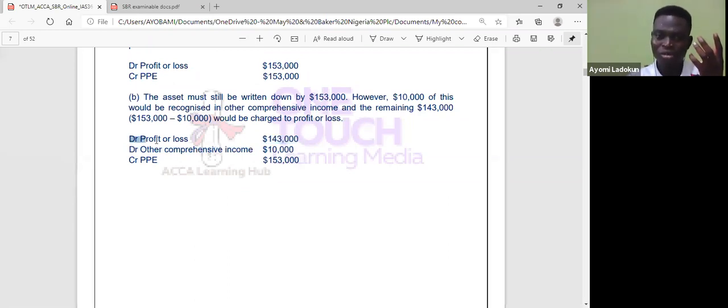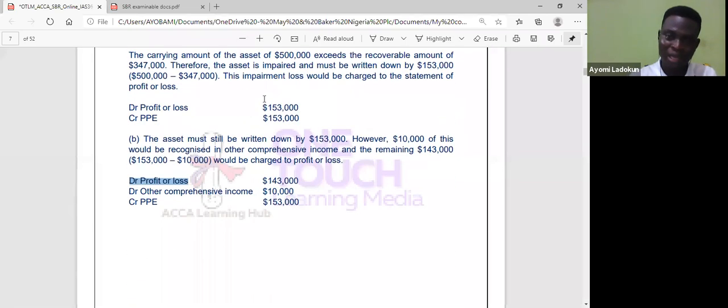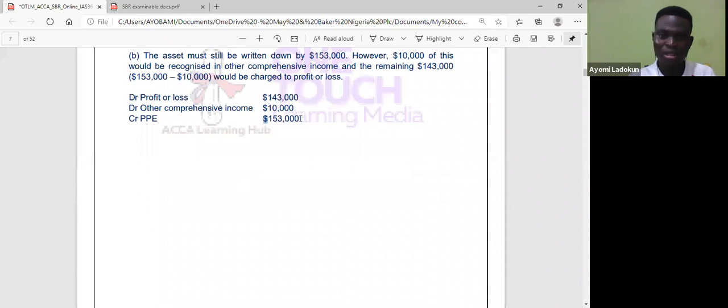Do you get the point? It is the 143 that you debit to your P or L, unlike the 153 in part A of that question. Then the whole of that 153, you credit to your PPE. I want to believe you understand now. Can you confirm that before we continue? Any further question for me? All right, brilliant. Thank you.